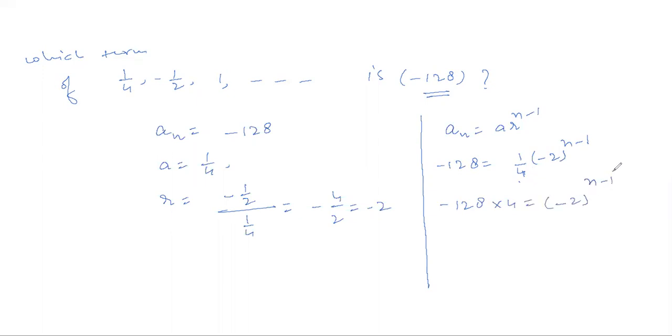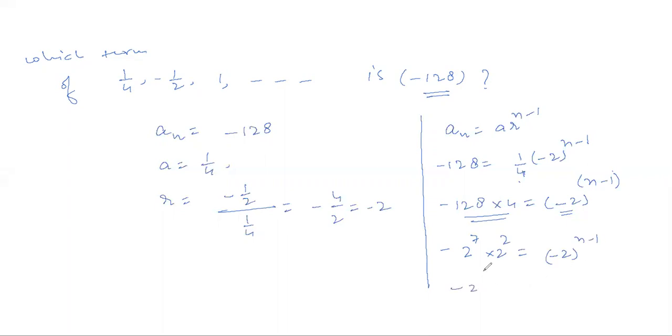Now see, the unknown term is in the power, which is n minus 1. So this side also we have to write in the form of power, and power of what? Power of minus 2 only. Then only it will be simplified. So it is minus 1 upon 128, and how can we write this 128 as a power of 2? It will be 2 raised to power 7, and the 4 will be 2 raised to power 2, equals minus 2 raised to power n minus 1.